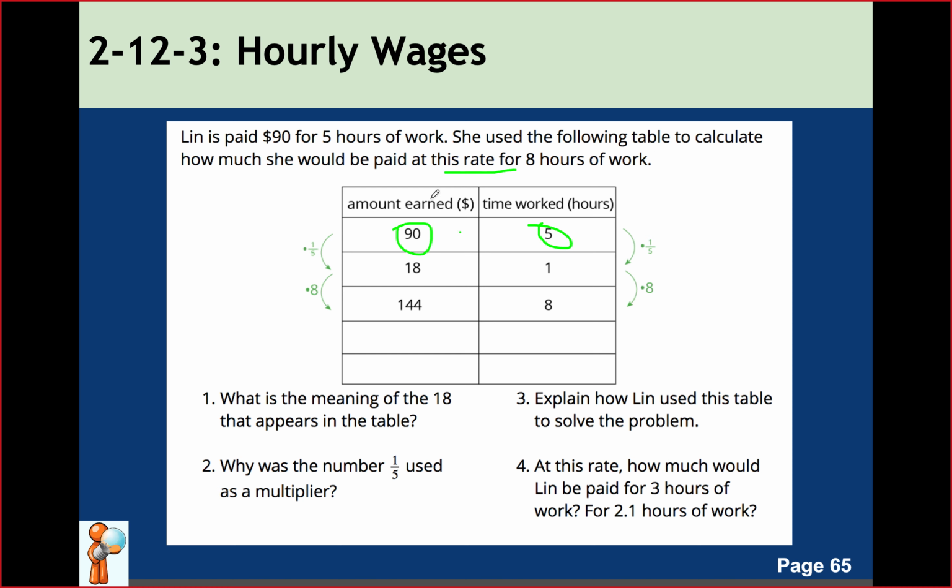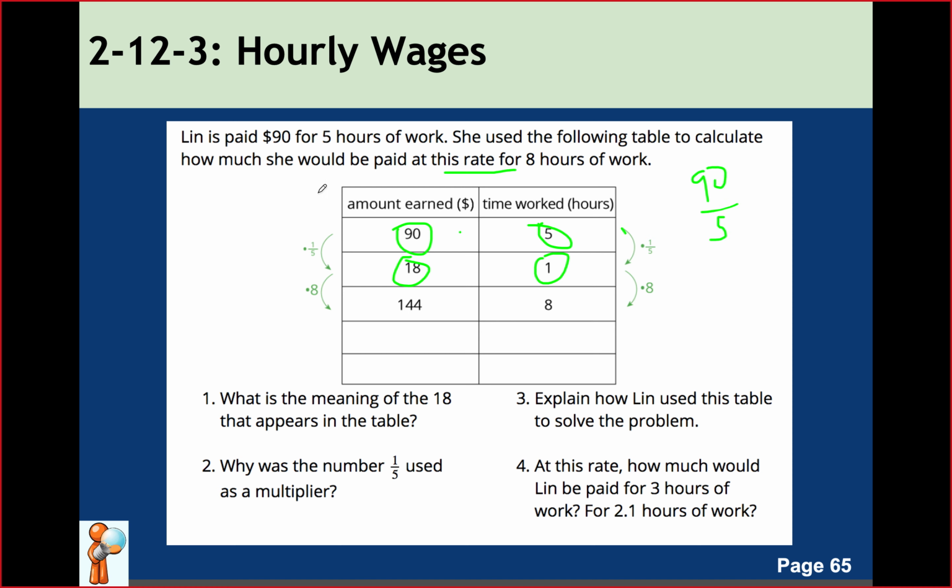So if you remember, we always put the money on top, so 90 divided by 5 is 18. And that is how 1 hour of work earns $18. This is how much money she gets paid per hour. So, we did 90 divided by 5.